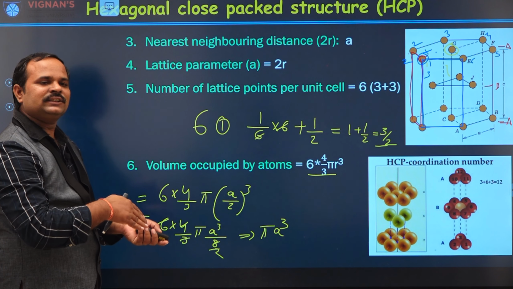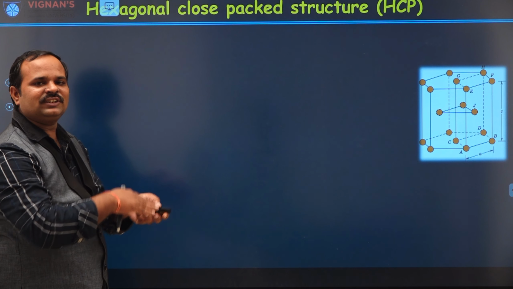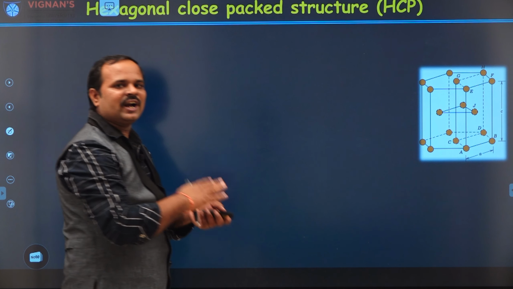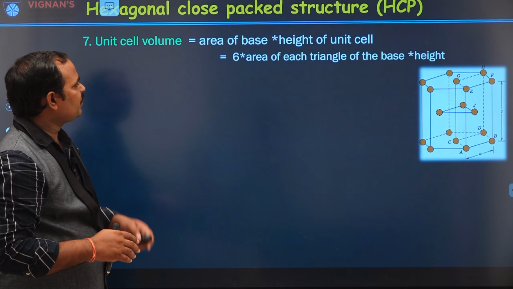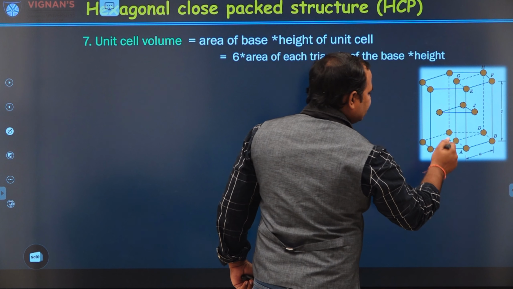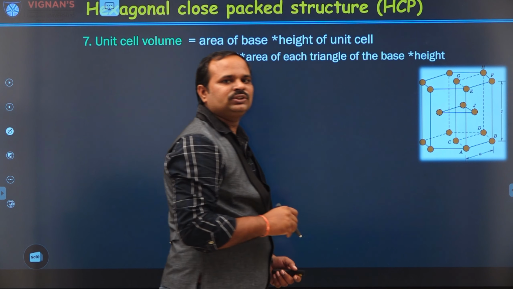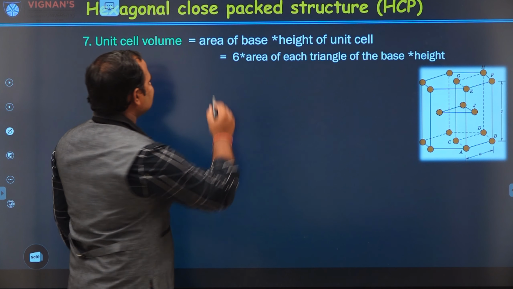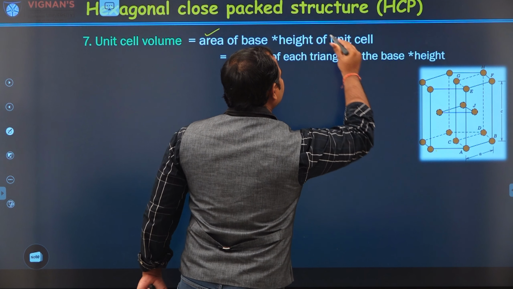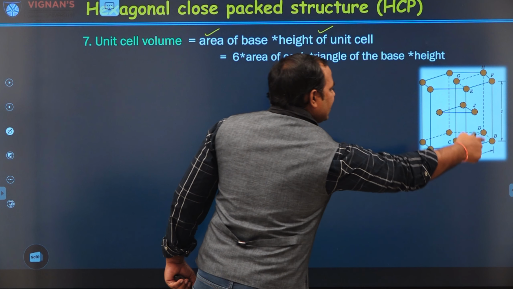Now the next one is the volume of the unit cell. In the previous case, we found that it is a cube, so we could find it directly as a cube. But this is a hexagonal lattice, so we can't find the volume directly like that. To find the volume, let's find the area of the base and multiply with the height. That gives the volume of the unit cell. So the area of the base of the hexagon multiplied by the height of the unit cell gives the volume.